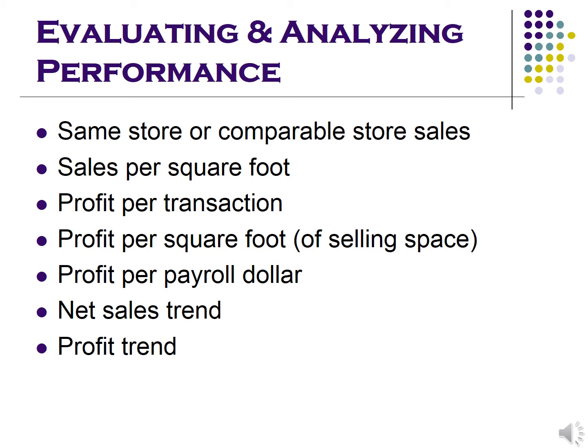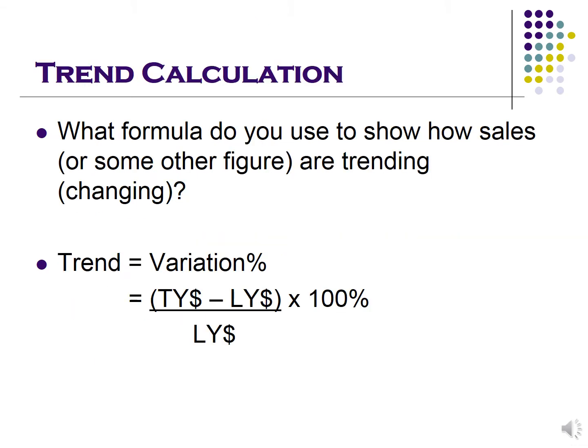But another good way to see the performance, especially the changes in the performance, is to look at the trend. Trend in net sales or trend in profit, or we could even calculate trends for the other 3 components of the profit equation, such as gross margin, operating expenses, and cost of goods sold. Basically, a trend is trying to look at the changes over the years. Trend indicates the percent variation or percent change between 2 consecutive years.